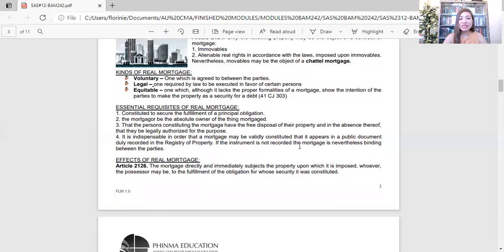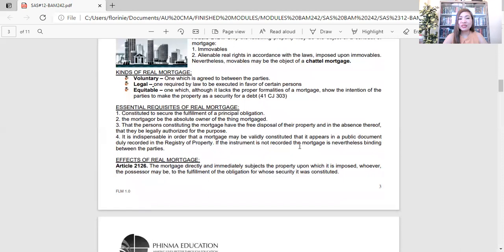Number 4, it is indispensable in order that a mortgage may be validly constituted that it appears in a public document duly recorded in the registry of property. Though even if it is not recorded, it is still binding between the parties. However, it will not be binding against the whole world. Okay. So these are the essential requisites of real mortgage.